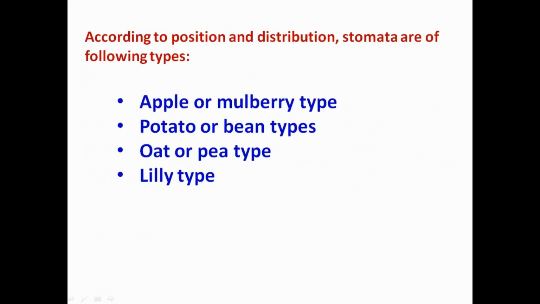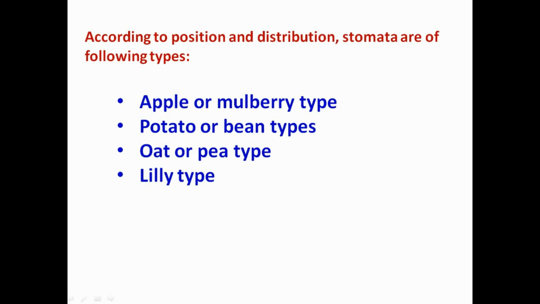So according to position and distribution, stomata are of following types. Number one is apple or mulberry type. Stomata are present only on the lower surface of the leaves. They are distributed only on the dorsiventral leaves.